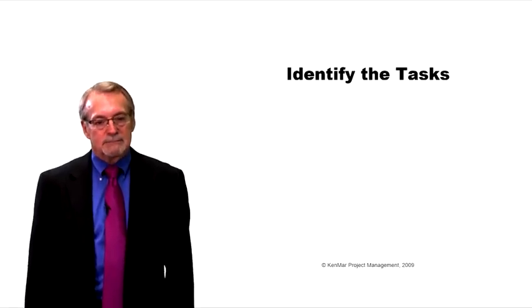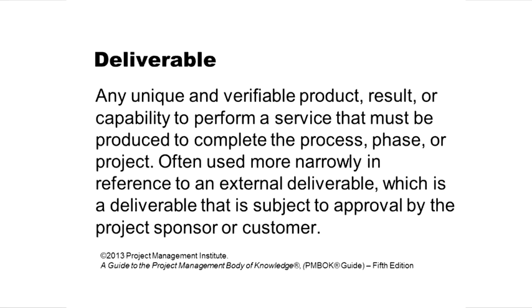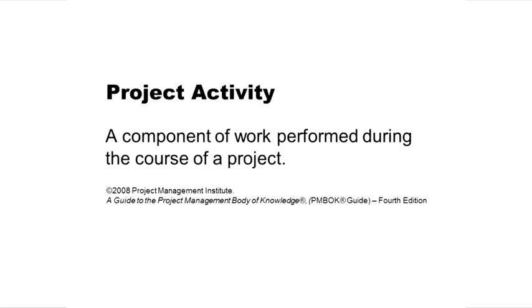Identify the tasks. First, we're going to define the deliverables. Second, we'll identify the tasks. Deliverables have come from the initiating phase, and then in the beginning of the planning phase to make sure that we're clear about the deliverables. Now we're going to figure out how we're going to make all this stuff happen. Deliverable, unique, verifiable product or result. Project activity, component of work.